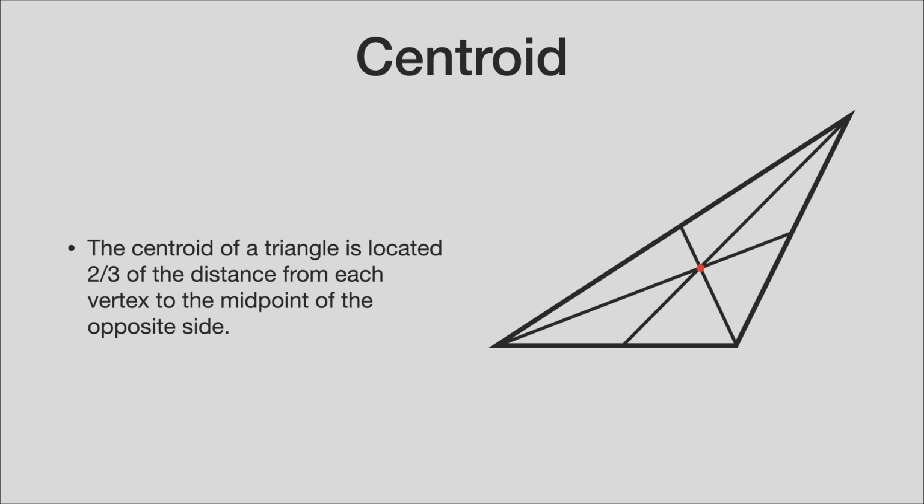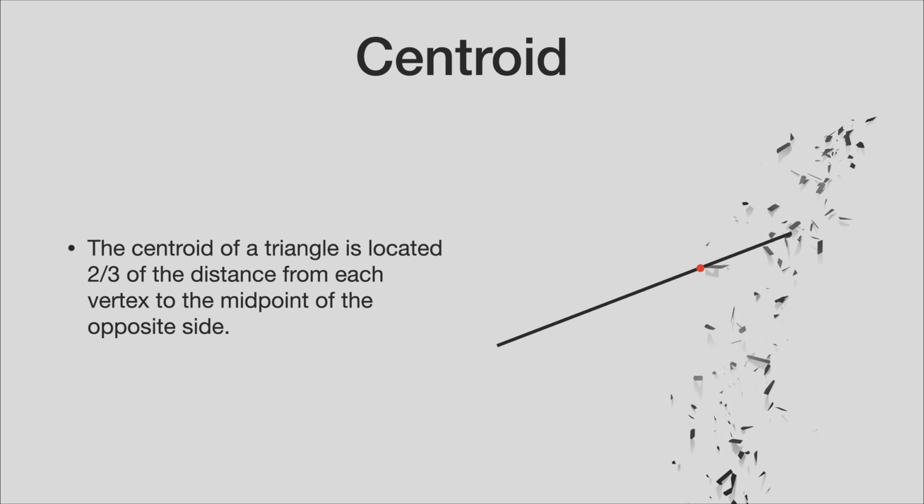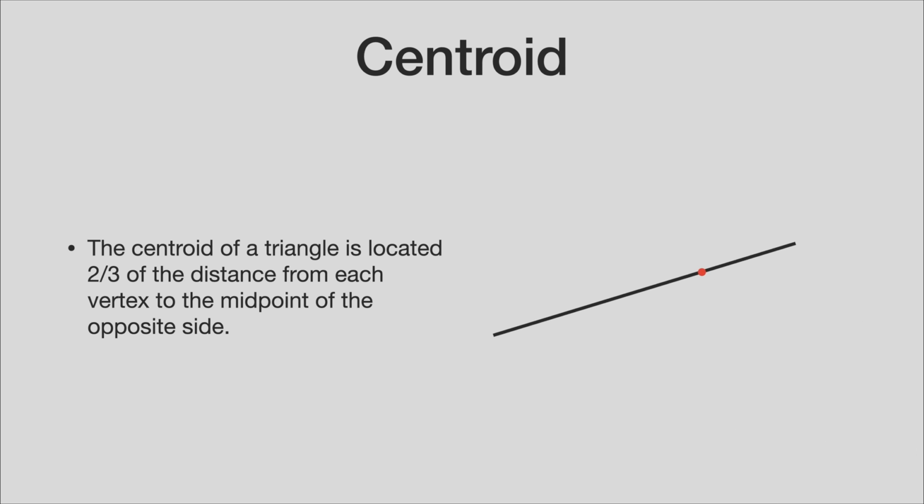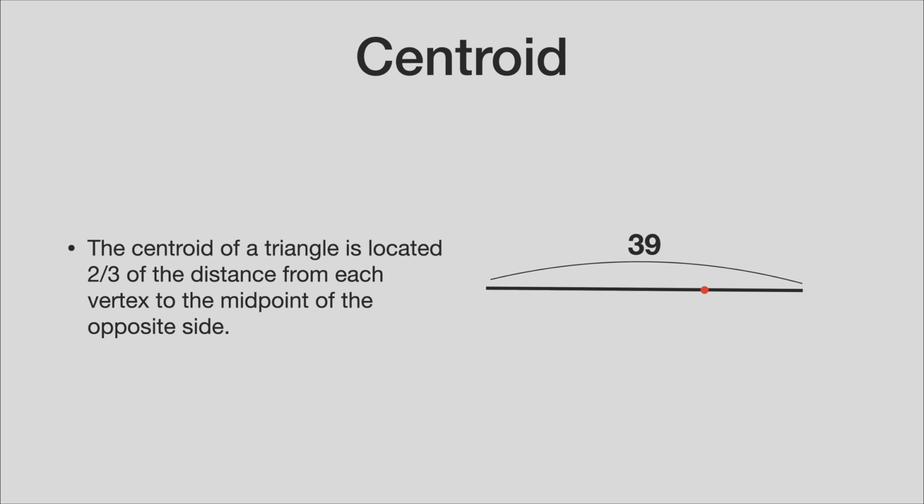The centroid of a triangle is located 2/3 of the distance of each vertex to the midpoint of the opposite side. So the centroid is 2/3 of the distance from the vertex to that midpoint. So in this case, if the whole length of the median was 39, then the distance from the vertex to the centroid would be 26, and the distance from the centroid to the midpoint would be 13. You can see that down here, that one of those sections looks considerably longer than the other. It should be exactly twice as long.